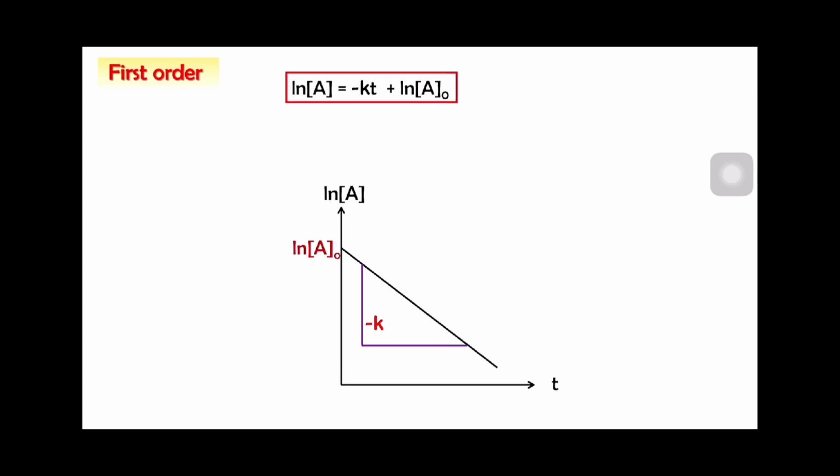How about a first order reaction? For a first order reaction, we have to rearrange the integrated rate equation and then compare with y = mx + c, where ln[A] is the y-axis, negative k is the slope, t is the x-axis, while ln[A]0 is the y-intercept, c. So when we plot the graph of ln[A] versus time, we will get a straight line graph with a negative slope with y-intercept ln[A]0.